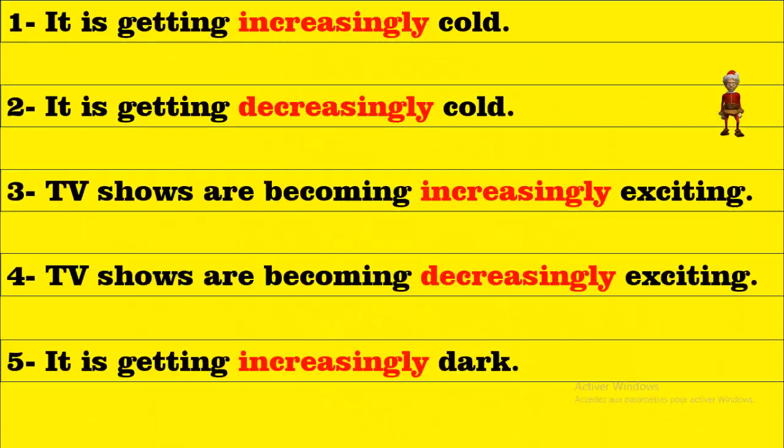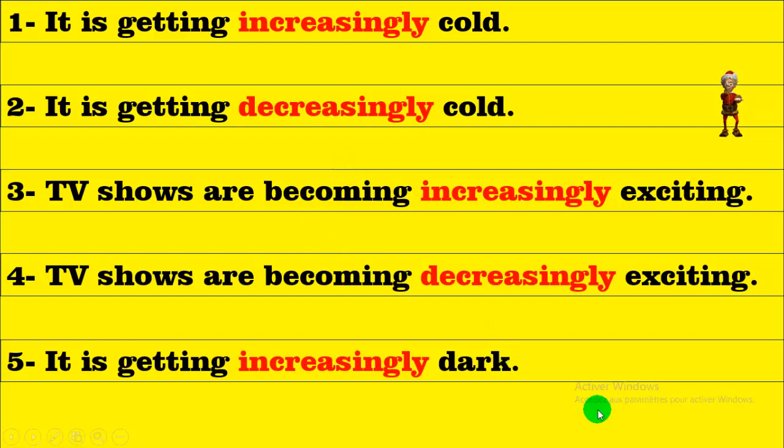Reformulate. It is getting increasingly hot, cold. It is getting decreasingly cold. TV shows are becoming increasingly exciting. TV shows are becoming decreasingly exciting. It is getting increasingly dark. Donc quand vous voyez increasingly, ça veut dire de plus en plus, ça monte. Decreasingly, ça baisse. Okay, let's go.